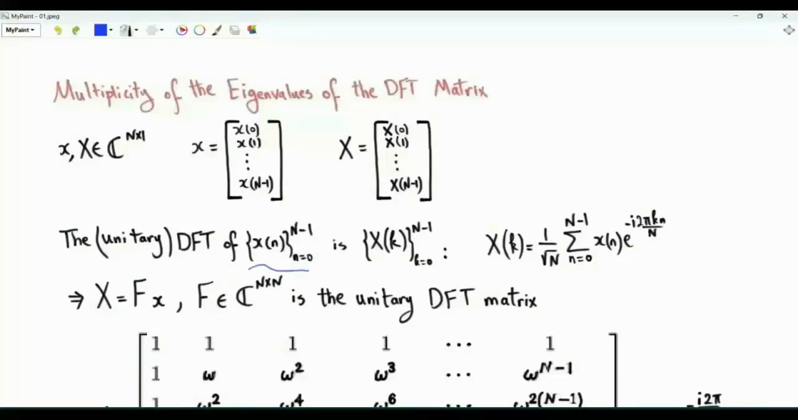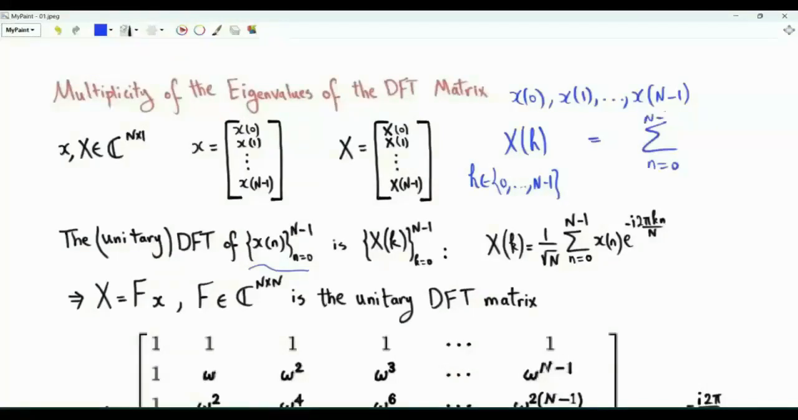We have a discrete time signal with samples x[0], x[1], all the way to x[N-1]. The unitary DFT of these samples is X[k], where k is an integer from 0 all the way to N-1. X[k] is the summation over n from 0 to N-1 of x[n] multiplied by e^(-i2πkn/N), and here we have the factor 1 over square root N. This is the unitary DFT.